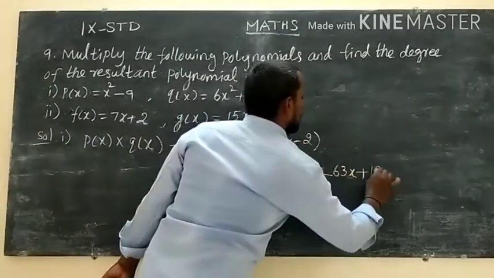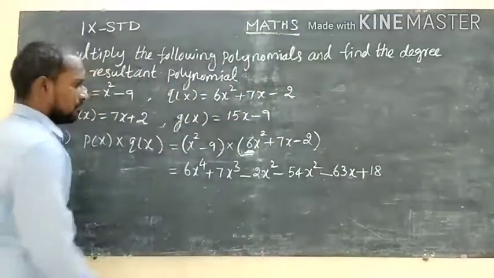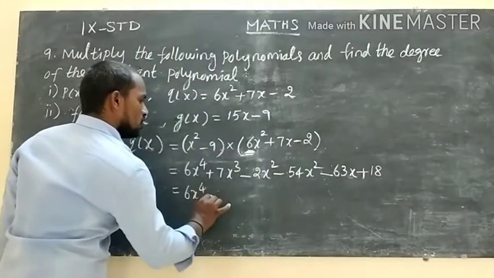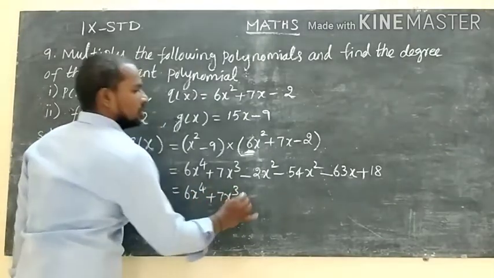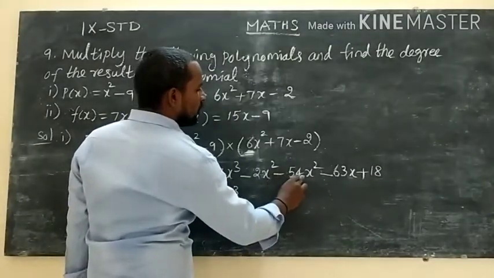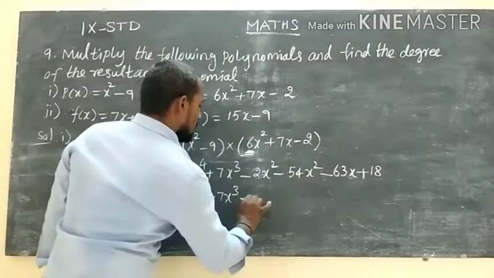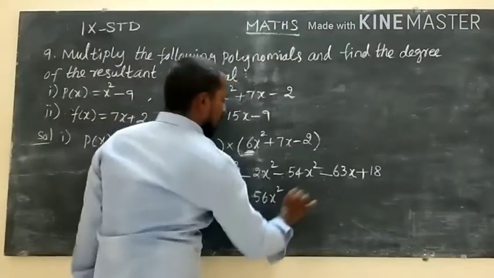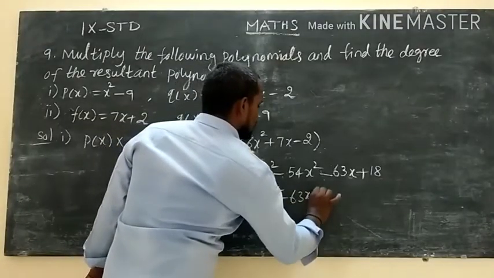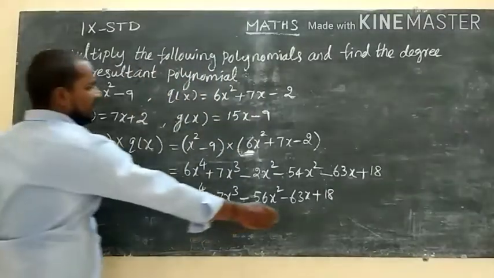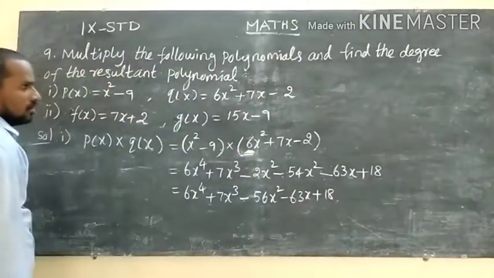Okay. Now making the simplification, 6x power 4 plus 7x cube. This is minus 2x square. This is minus 54x square. Totally minus 56x square. That's like sign. Okay. So minus 63x plus 18. This is the multiplication of the given two polynomials' result.